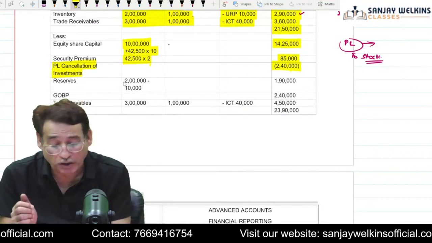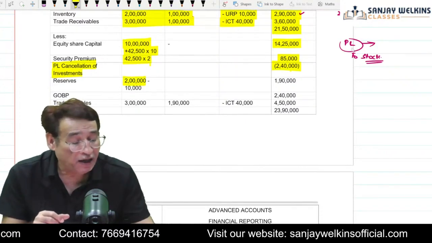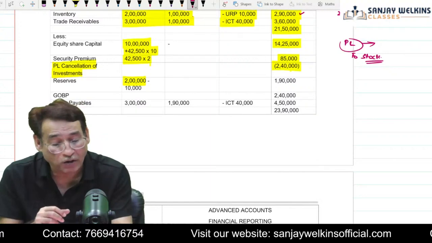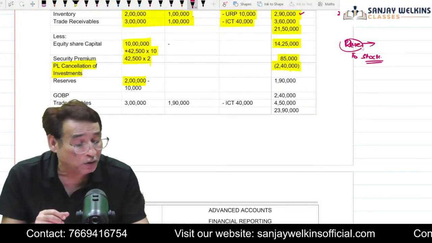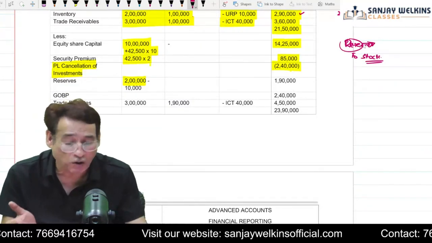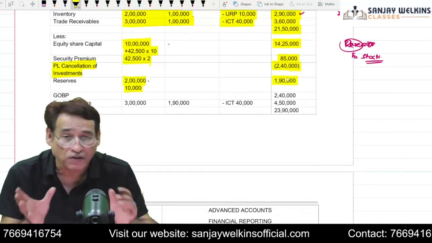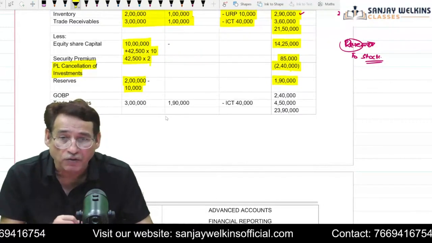Then coming over to the reserves. Reserves are actually 2,00,000. Our reserves are 10,00,000. And here I have written profit and loss account. You can also write reserves account. So whatever balance is there, that can be written as P&L or reserves also. So you simply subtract it from the reserves. Your net balance in the reserves now will be equal to 1,90,000. Correct?